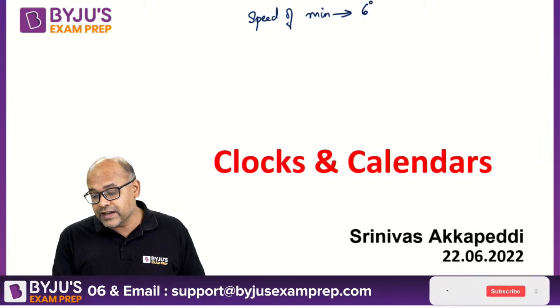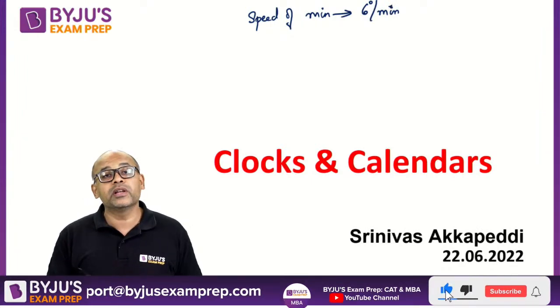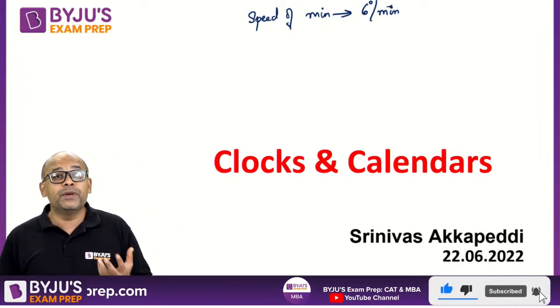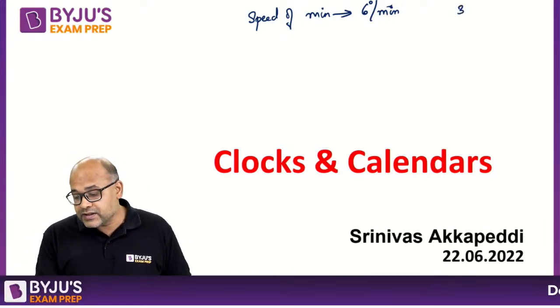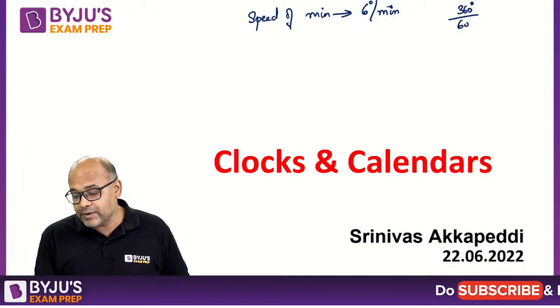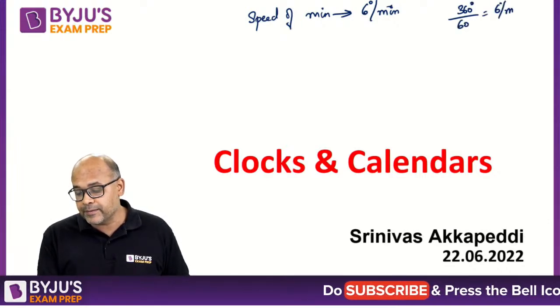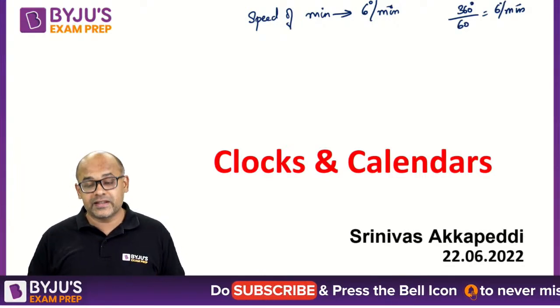It covers 6 degrees per minute. Because remember, the minute's hand completes one full circle in 60 minutes, which means it is 360 degrees in 60 minutes, which is 6 degrees per minute. That is the speed of the minute's hand.